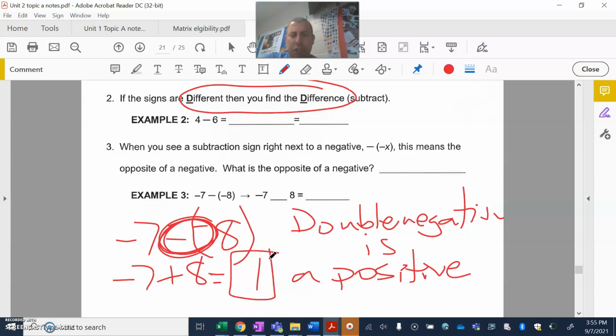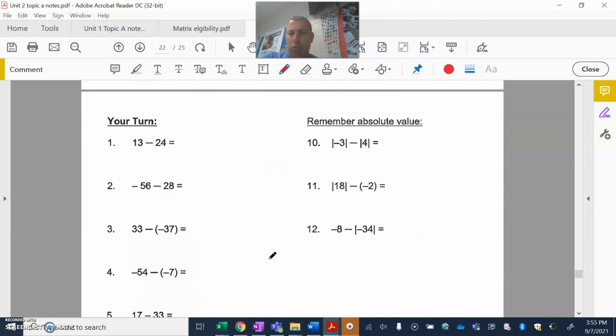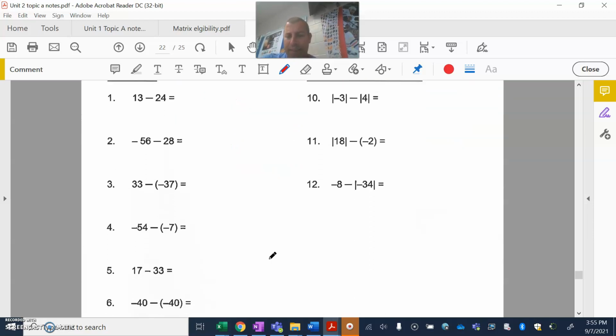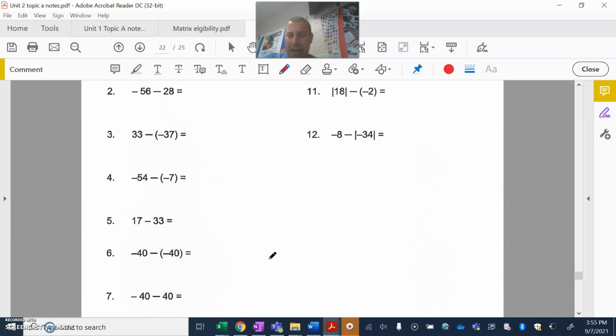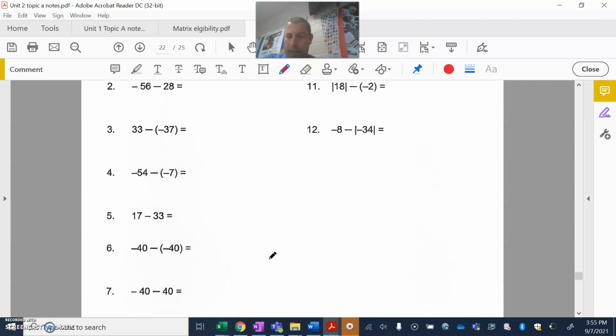Let's just look at a few more, because we'll be working on a lot of this in class. Here we go. Let's go down to question number 5. 17 minus 33. Again, check out the 17. It's positive. Check out the 33. It is negative. When we look to the left, there's the sign that's there. So I have different signs.